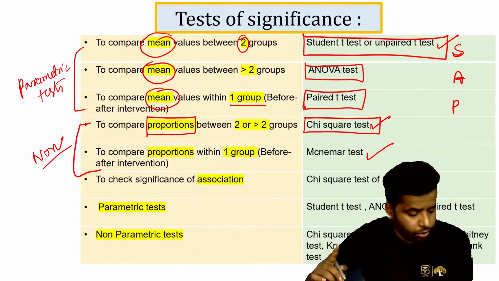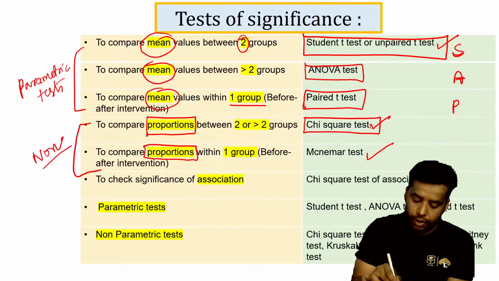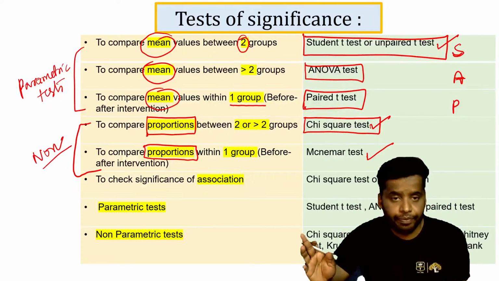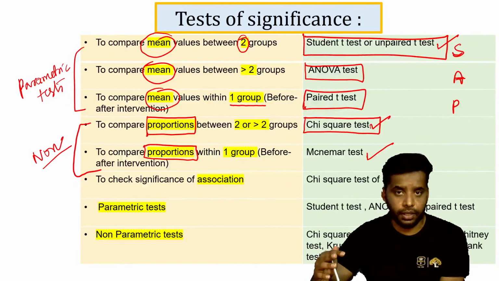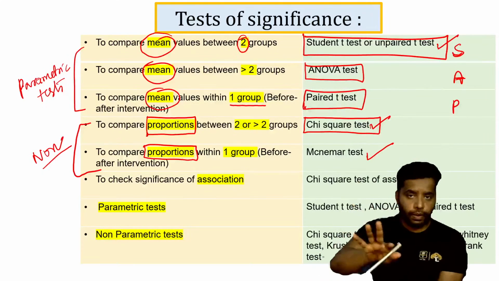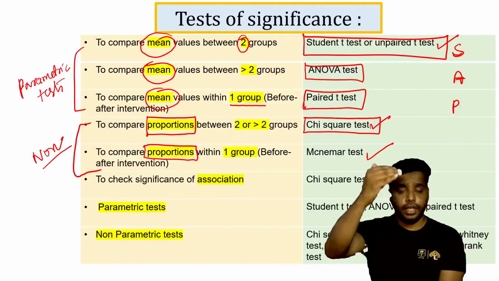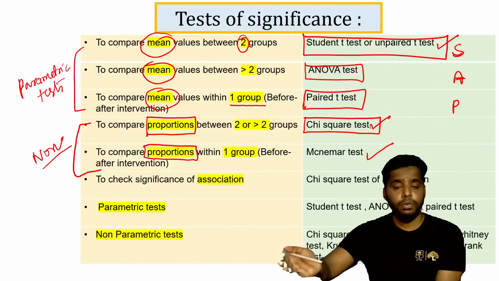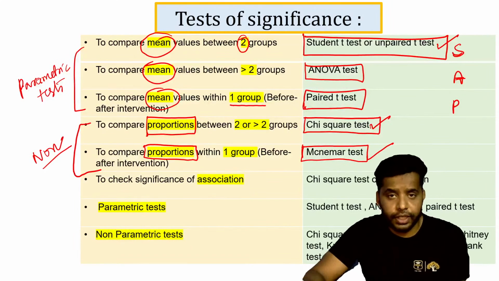Two or more than two groups, chi-square test, or for one group: the prevalence of obesity was 10%. After intervention, the prevalence of obesity decreased to 5%. One group of school children, prevalence of obesity 10%, after intervention it decreased to 5%. Proportion before and after, you are doing one group, McNemar test, the McNemar test of significance.